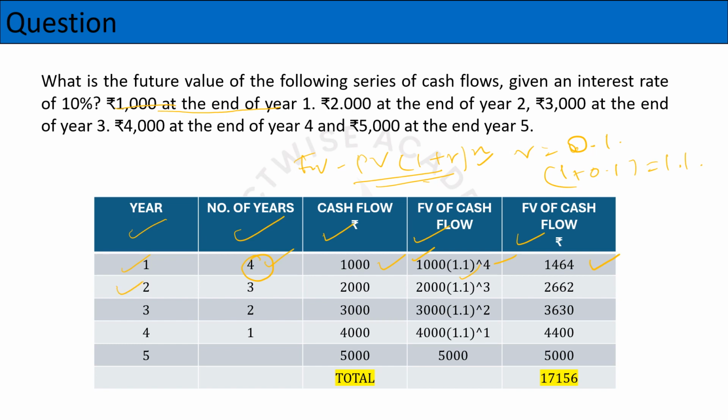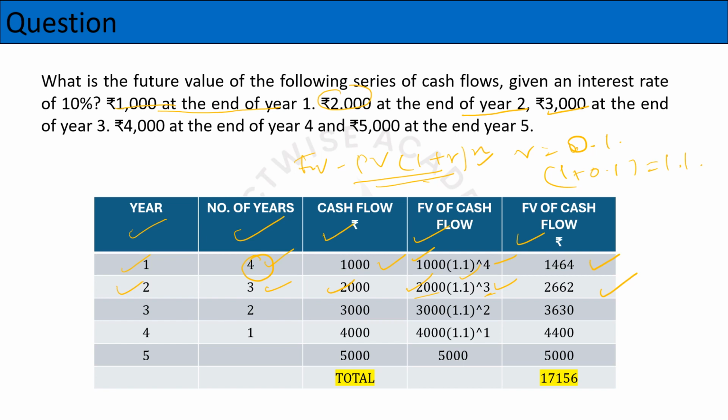Next, the second year. At the end of the second year you are going to receive the cash flow, so interest calculation will start from the third year. So 3, 4, 5. It is for 3 years that interest will be calculated. The cash flow is rupees 2000. So 2000 into 1.1 to the power of 3. Same as above. Here only the cash flow and the number of years will change. On simplification you get 2662.